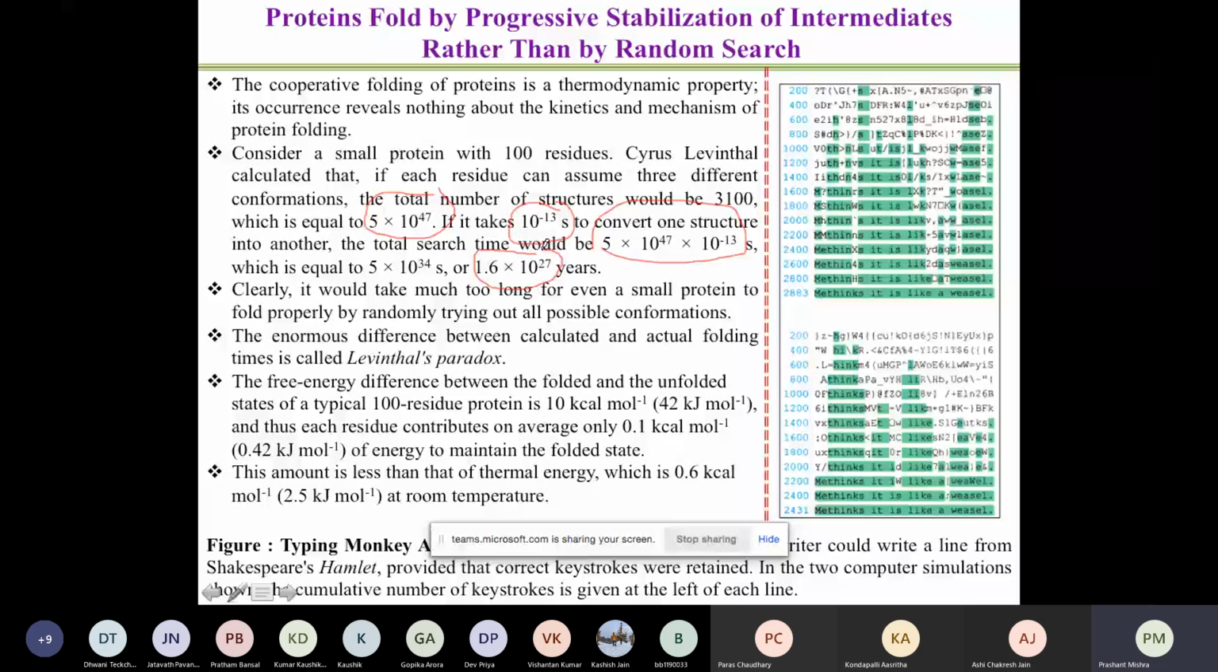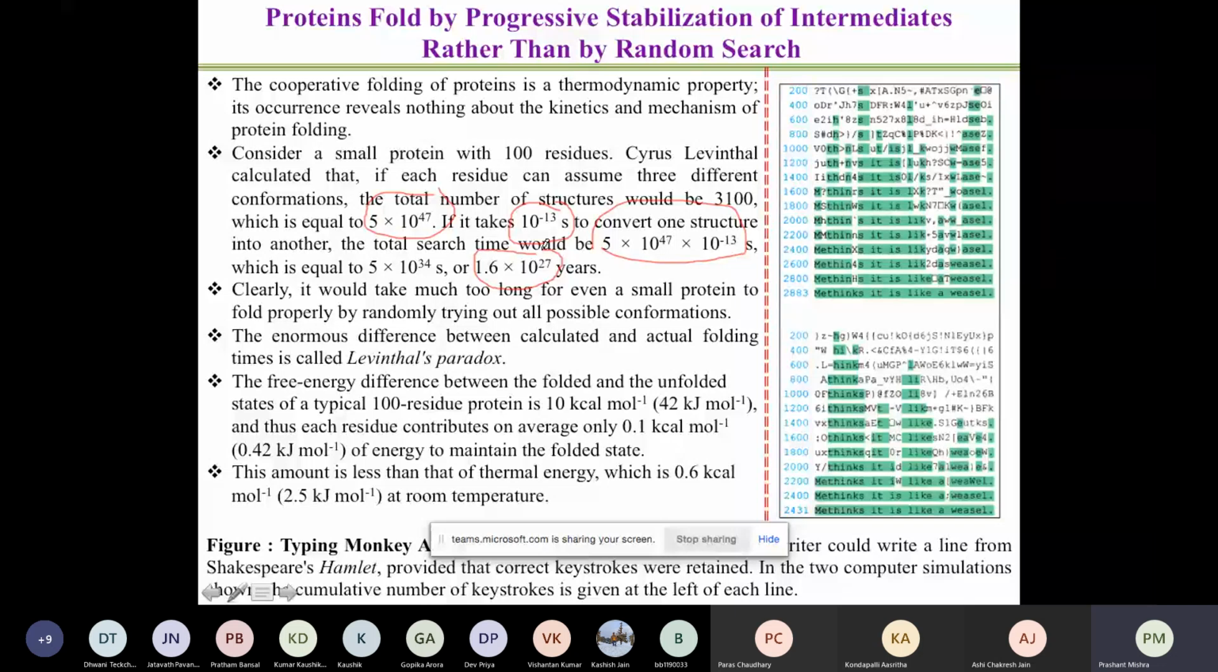Levinthal's paradox is that an enormous difference occurs between the calculated and the actual folding time. This is very interesting. It means that if I go by the theoretical value, considering that there is a random interaction between each amino acid and that this is the way the folding occurs, it is not possible.